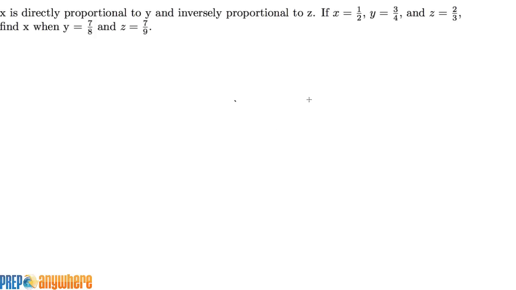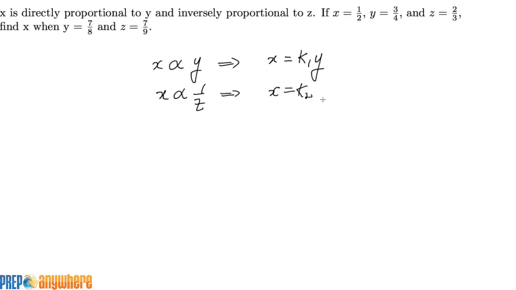So x is directly proportional to y. So that means, this is how I wrote it. It's given that x is directly proportional to y, and x is inversely proportional to z. That's what it means, right? So equation wise, this means x is equal to some constant times y, and this one means x is another constant, not the same constant, a different constant, times this over z.